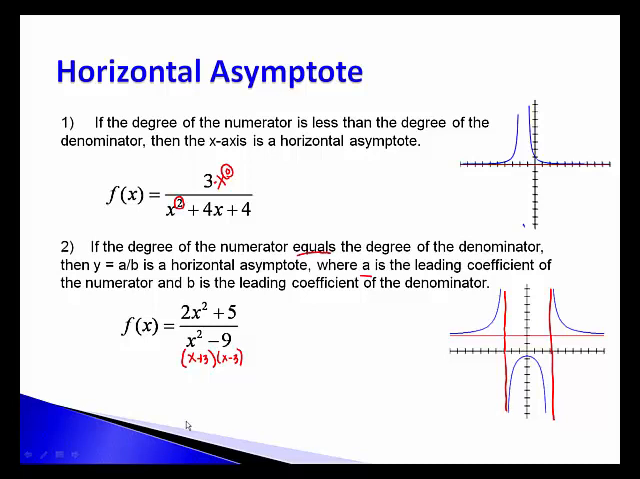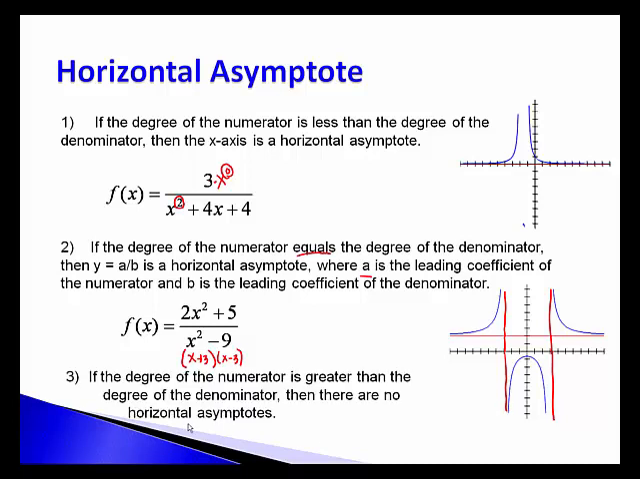Now, let's look at our third rule. It says if the degree of the numerator is greater than the degree of the denominator, then there are no horizontal asymptotes. This is by far the easiest of the three rules. If the numerator has the highest degree, then you just quit and go home. There are no horizontal asymptotes, and you go from there. So this is the rule that every time you are identifying horizontal asymptotes, you're hoping the degree of the numerator will be greater, and you can just say there are none and be done.